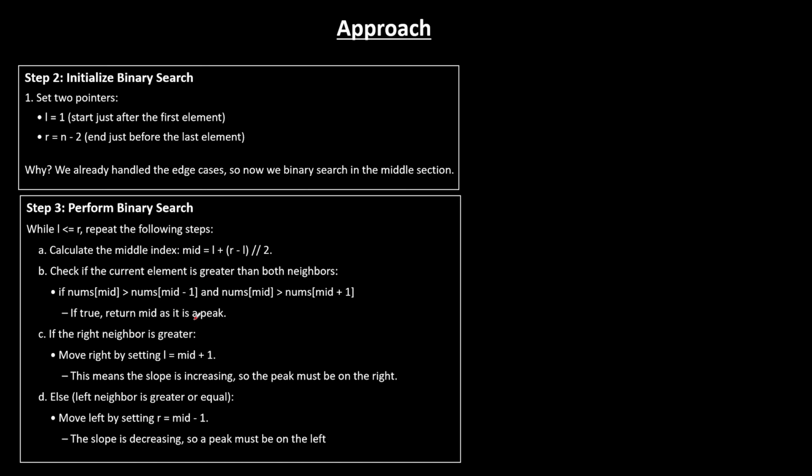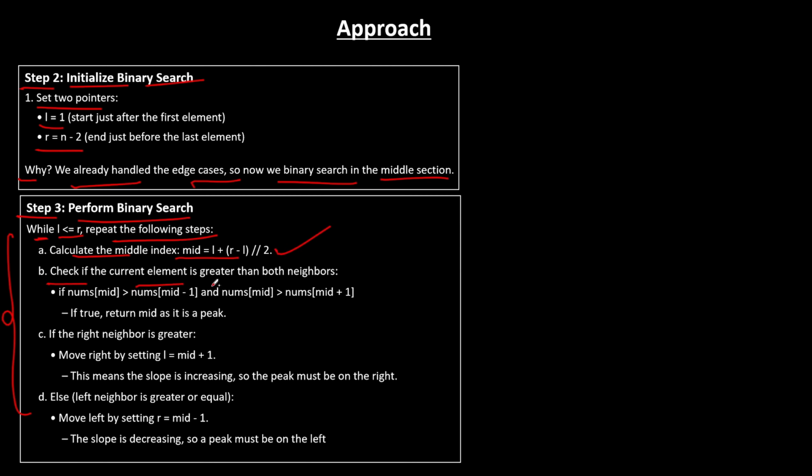Now at step 2, we initialize the binary search. We set two pointers, L equals 1 and R equals n minus 2, because we already handled the edge cases, so now we can do binary search in the middle section. At step 3, we perform the binary search. It is a simple template of a binary search. While L is less than or equal to R, we repeat the following steps. We calculate the mid value in this way.